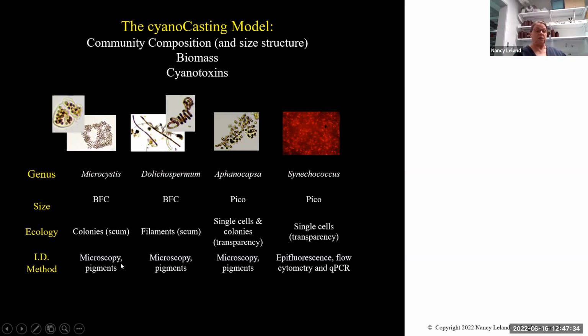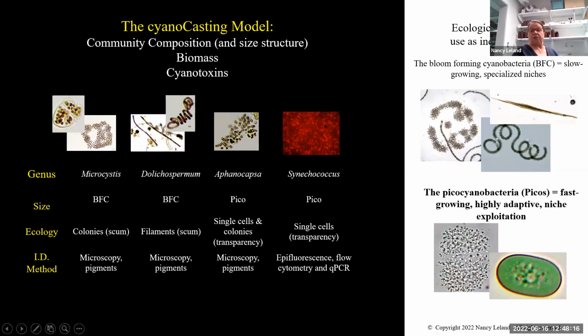We also have different methods that we use to identify them. Microscopy with a light microscope and pigment analysis using our fluorometers is really good for working with BFCs and even these colonial picos. But when you get down to the single cell picocyanobacteria like Synechococcus, you basically have to work with what's called epifluorescence or flow cytometry and qPCR. So now you're into a whole different realm of laboratory analysis to confirm what's going on with that part of the population.